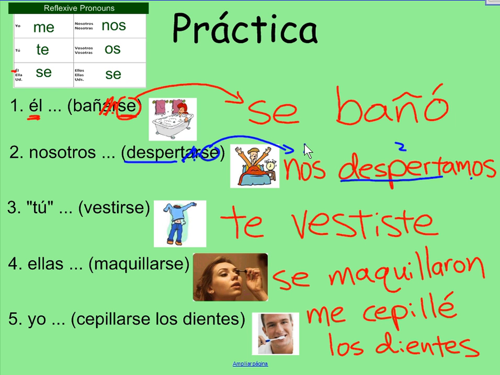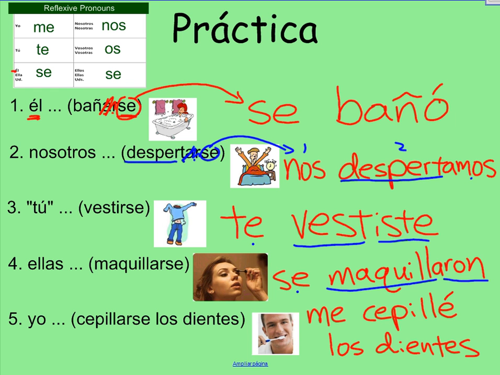Número 3, tú vestirse, you got dressed. Te vestiste. Número 4, ellas maquillarse. They put on makeup, the girls. Se maquillaron. And we have the se here because it's ellas.